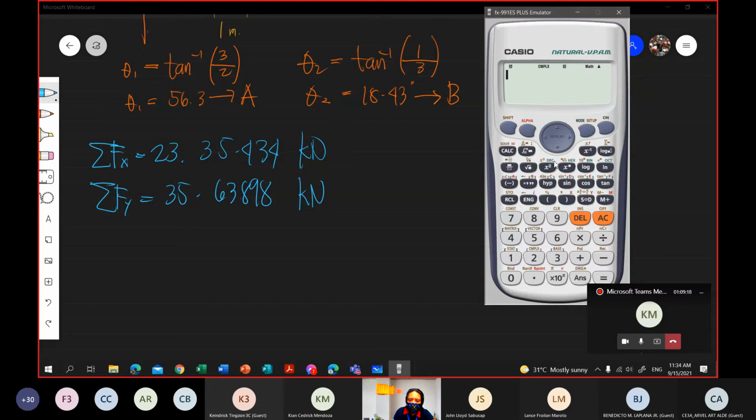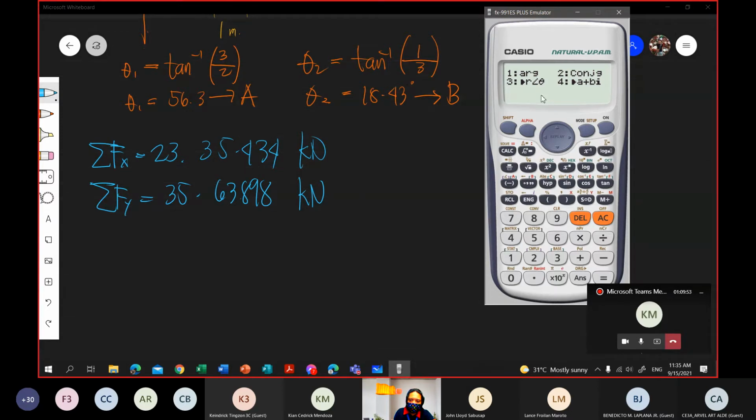Okay. Anyway, so we now have the summation Fx and summation Fy. But we are trying to solve for the magnitude again. Right? We press shift complex. This is the answer, 23.35 and 35.63. Then we get argument number 3, angle theta number 3.